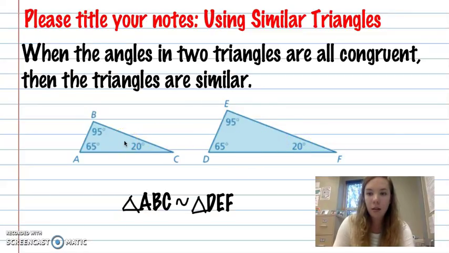How we would write this in a sentence is that triangle ABC is similar to, this wavy line means is similar to, triangle DEF. Okay, so pause, make sure you get this slide down.